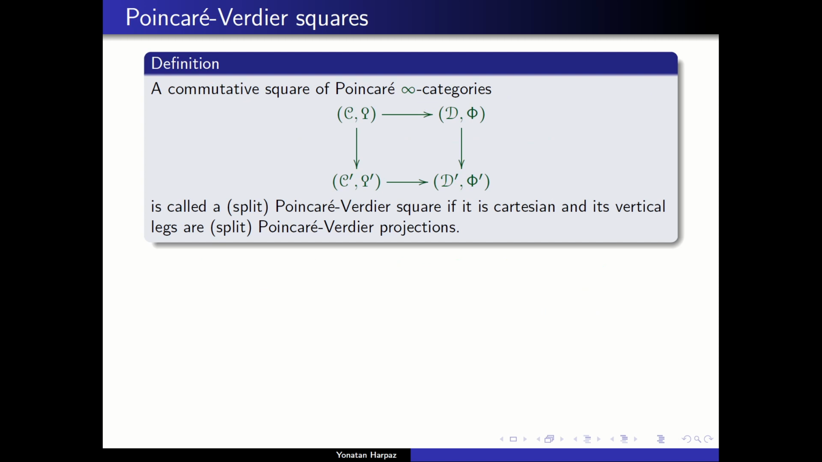Now, when we define the notion of additivity, it will be convenient to have something slightly more general than a Poincaré-Verdier sequence or a split Poincaré-Verdier sequence, and to instead work with squares. A commutative square of Poincaré ∞-categories, as appearing here, is called a Poincaré-Verdier square if it is Cartesian, i.e. a pullback square in Cat^p, and its vertical legs are Poincaré-Verdier projections. If these vertical legs are also split Poincaré-Verdier projections, then we say that this Cartesian square is a split Poincaré-Verdier square.